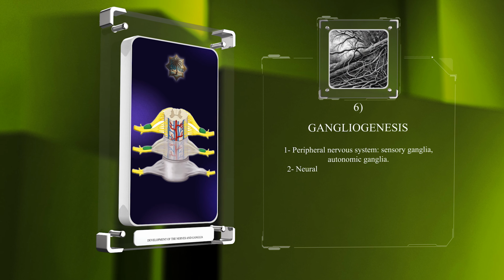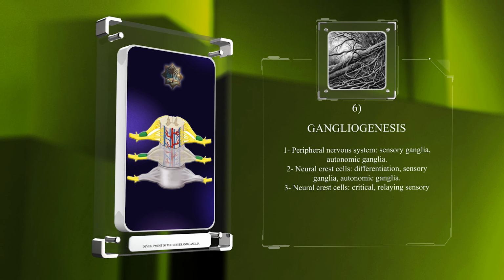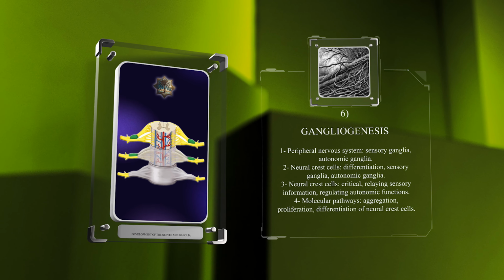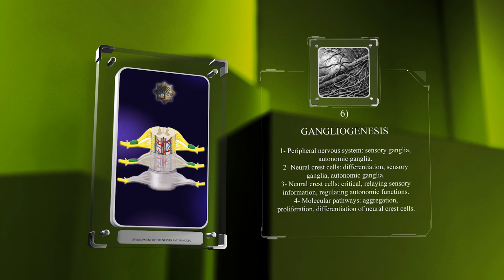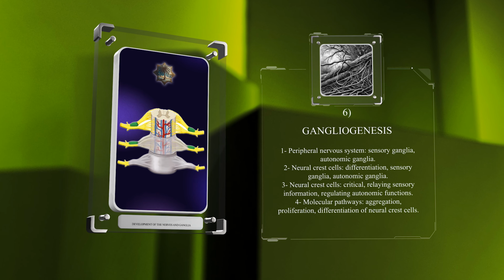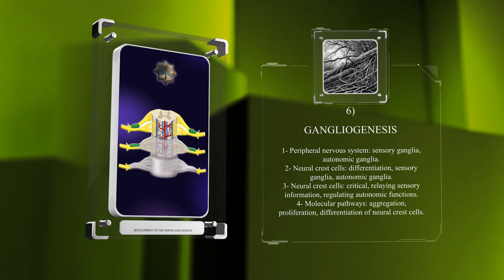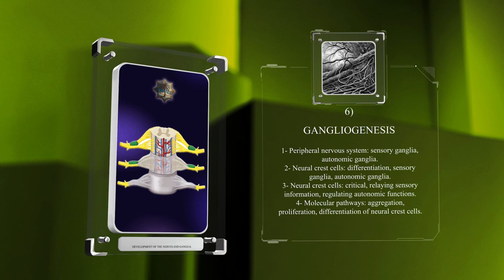In the peripheral nervous system, neural crest cells differentiate into sensory and autonomic ganglia. These clusters of neuronal cell bodies are critical for relaying sensory information and regulating autonomic functions. Signals from surrounding tissues and the concerted actions of various molecular pathways guide the aggregation, proliferation, and differentiation of neural crest cells into specific ganglia.